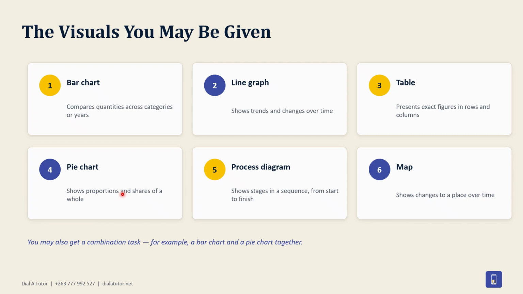A process diagram shows stages in a sequence from start to finish, perhaps how chocolate is made, and so on. And a map shows how a place has changed from time to time. You often see a question with a map of a school, a museum, or a library area, and how it has changed after maybe 20 years. You're supposed to be in a position where you can use the right vocabulary, your lexical resource, to paint a picture of what would have happened.